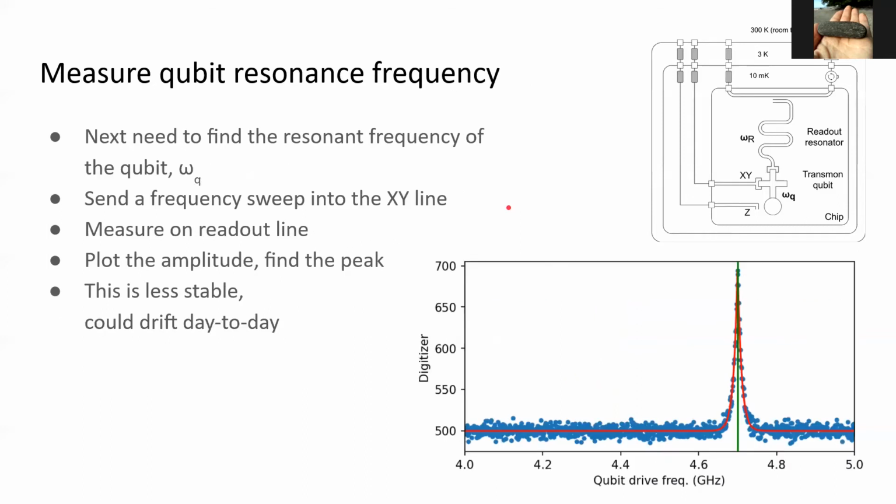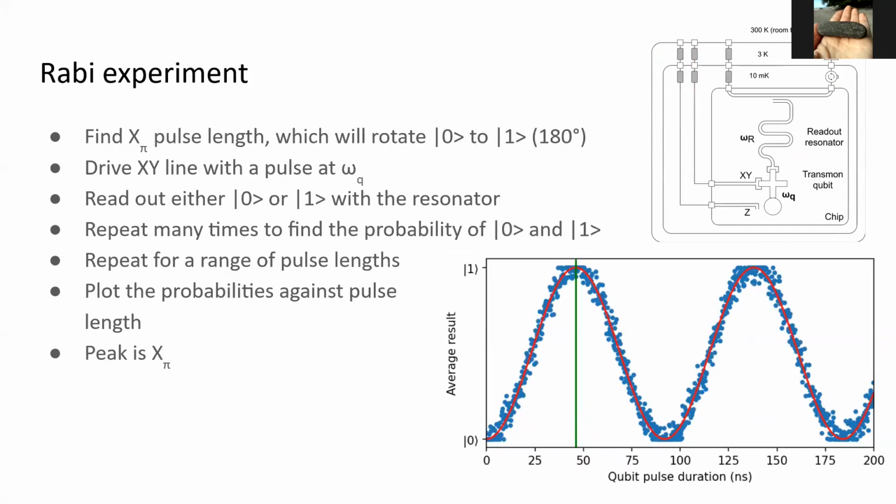The next step is to measure the resonant frequency of the qubit. Again, we use a frequency sweep, but this time we go in on the XY line and we read out through the readout resonator like before. Again, we're going to plot the amplitude of the signal we get out and find the peak. This time it's a positive peak. The next step is called the Rabi experiment.